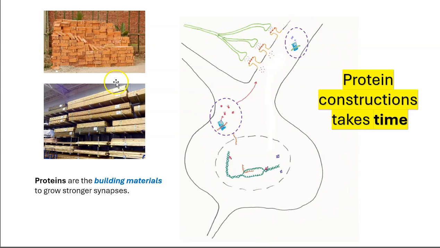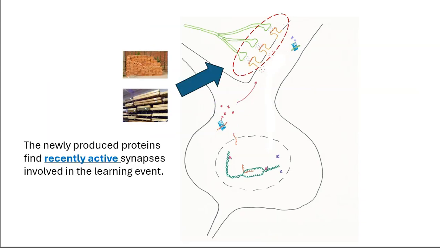You can think of bricks and lumber. These are the building materials to make houses and buildings. Well, the cell has certain proteins that it uses to grow the spines, make them bigger, make the axon terminals larger, insert more receptors, etc. So these are the construction projects that help the cell build stronger synapses. But all of this construction takes time. So this is happening hours after a study session and, importantly, during sleep.